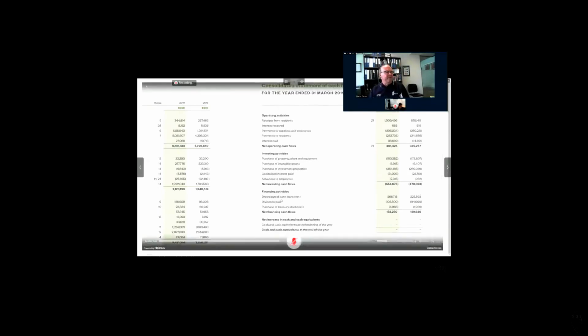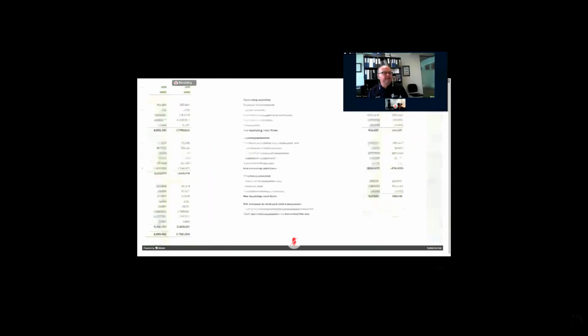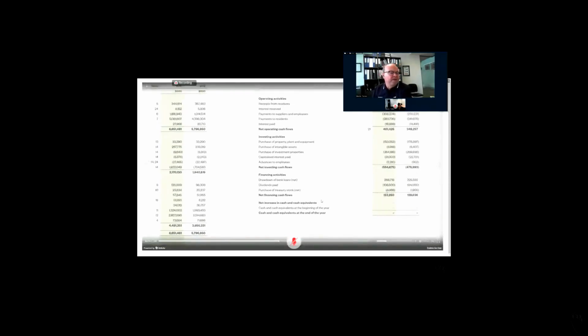Financing activities: drawdown of bank loans, $266 million. It borrowed $266 million more from the bank. So it had loans of $1.3 billion at the end, and it grew them by $266 million. It paid dividends of $108.5 million, purchase of treasury stock net $4.9 million, that's on shares. Net financing flows $153 million. And it just happened that the cash in and the cash out all came to zero, and it had no cash at the beginning, no cash at the end.